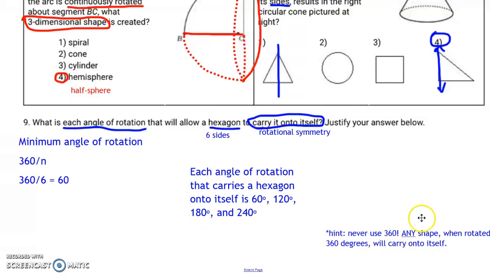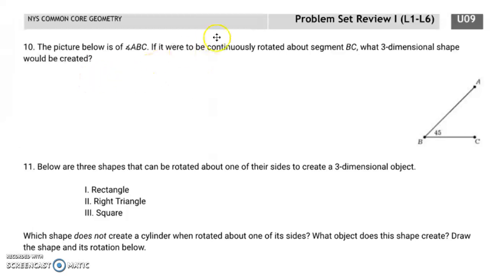As a hint, you never, ever, ever write 360. You can write that if you want points off. Any shape, when rotated 360, is going to carry on to itself. Take a look at the second page of that second problem set. Pause the video, try it out, and then come back to see if you're right.